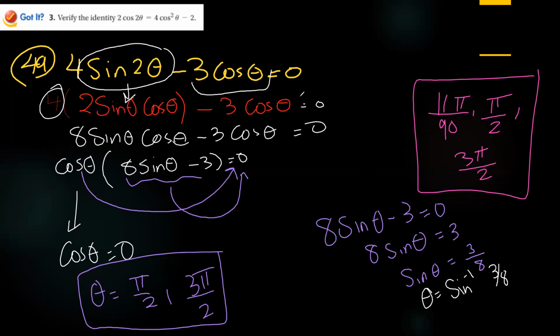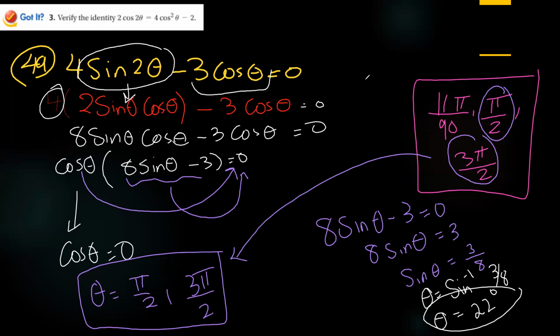Then sine inverse of 3 over 8 will be theta. Now, from the calculator, you will find that theta here is 22 degrees. But since I wrote the answer in radians, as pi over 2 and 3 pi over 2 for this part, I need to convert 22 degrees to radians. You know it from chapter 13. You can divide 22 over 180 on the calculator. You'll find that it is 11 over 90 times pi, so it will be 11 pi over 90.